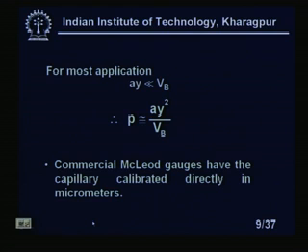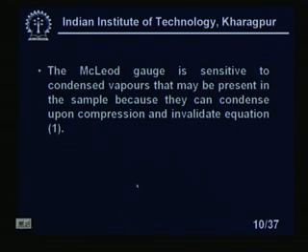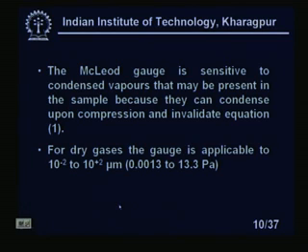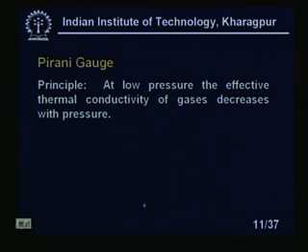Commercial McLeod gauges have their capillary calibrated directly in micrometers. The McLeod gauge is sensitive to condensed vapor that may be present in the sample, because it can condense upon compression and invalidate equation 1. So, we should be careful about that. For dry gases, the gauge is applicable from 10 to the minus 2 to 10 to the plus 2 micron, which is equal to 0.0013 to 13.33 Pascal. Now, this is all about the McLeod gauge.